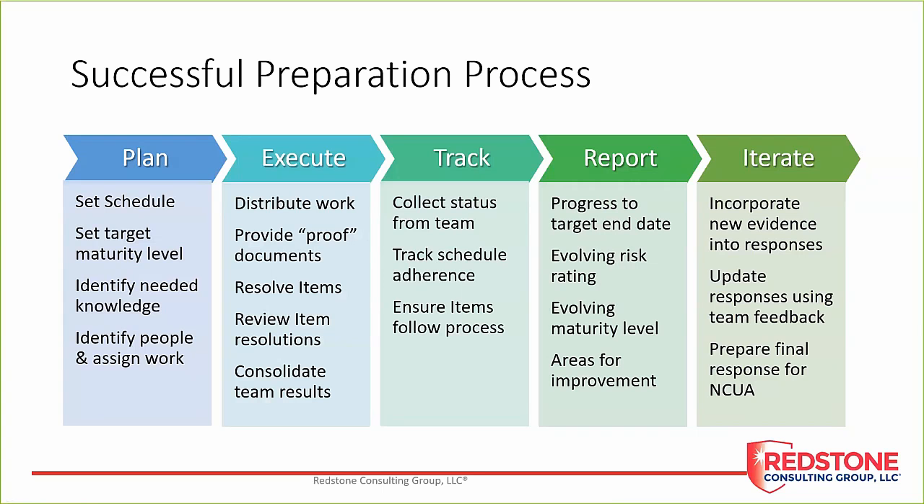Along that way, you certainly would want to track your status, track your schedule adherence, ensure your items go through the process that you've decided was appropriate for them. So if you want 2 stages of review, you want to make sure each item goes through those 2 stages of review. If you want different items to follow different processes, then ensuring that each item follows the process that you want.